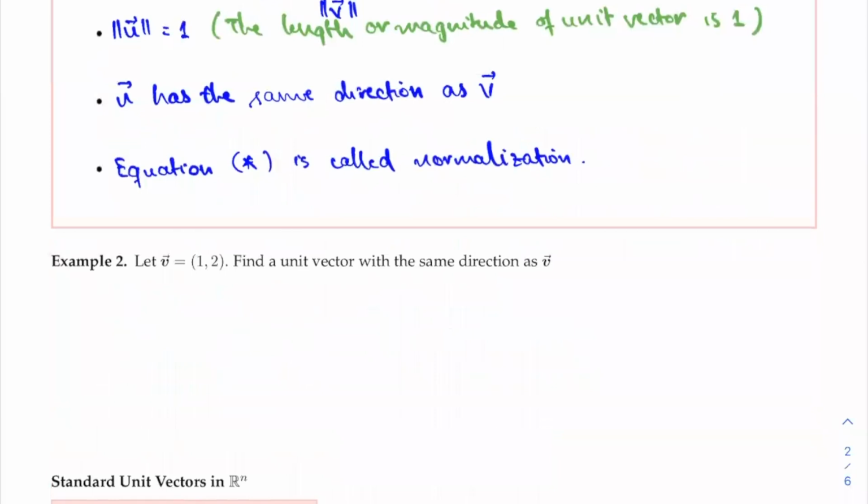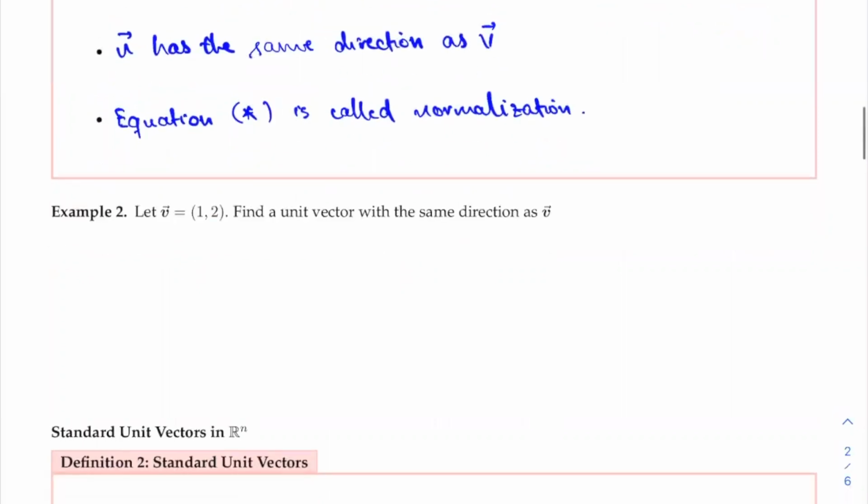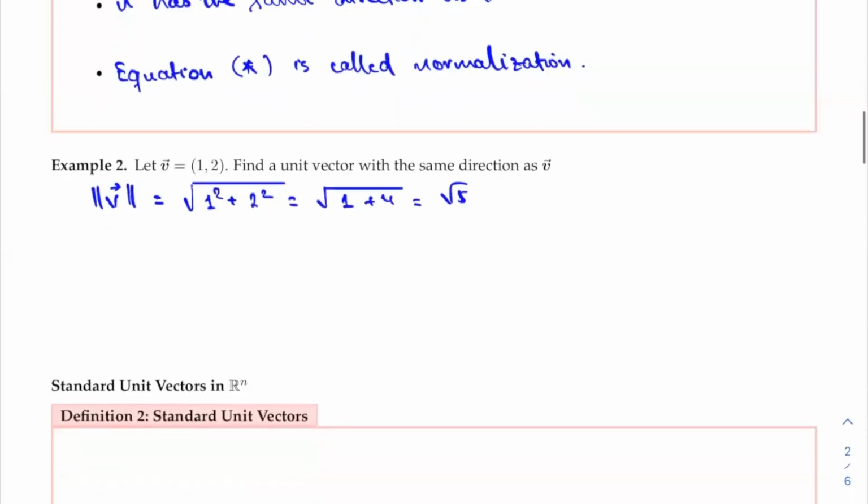In example 2, we're going to calculate the unit vector of the vector v, right? Again, when you calculate the unit vector, it has the same direction as the vector under consideration. All right, so the vector under consideration is vector v = (1, 2). To calculate the unit vector of the same direction as v, you need to calculate the magnitude or the length of the vector v. So the length of v is equal to the square root of 1 squared plus 2 squared, which is the square root of 1 plus 4, equal to the square root of 5.